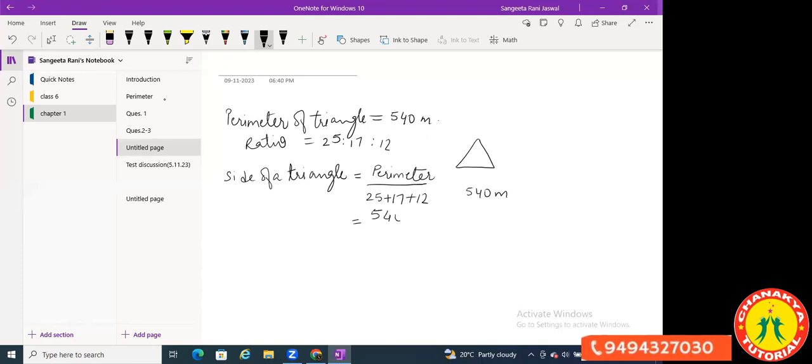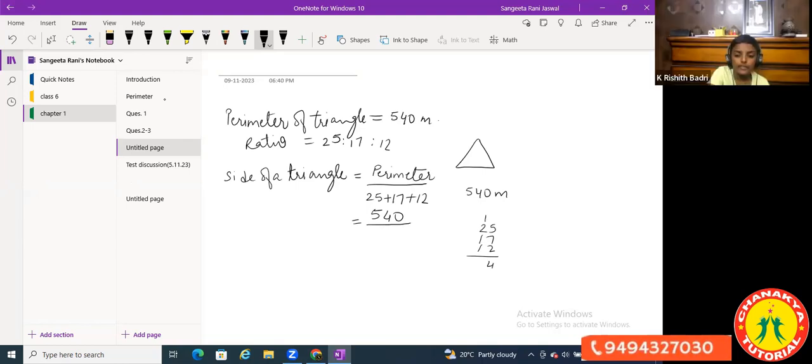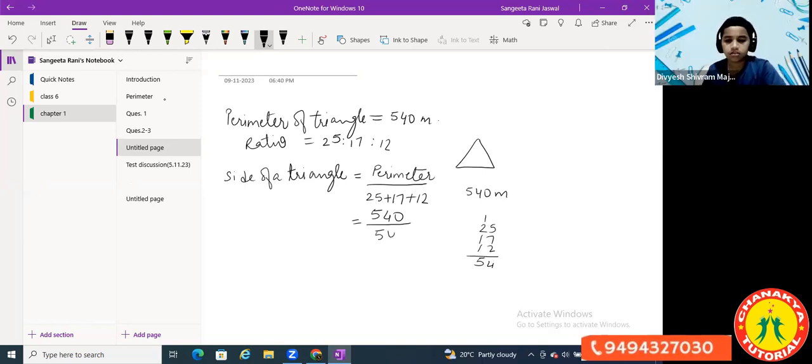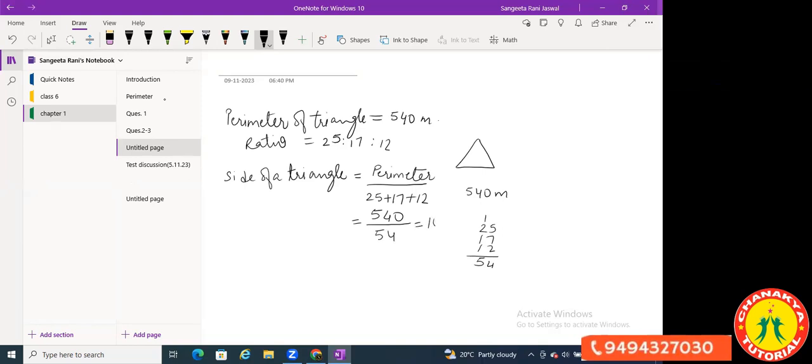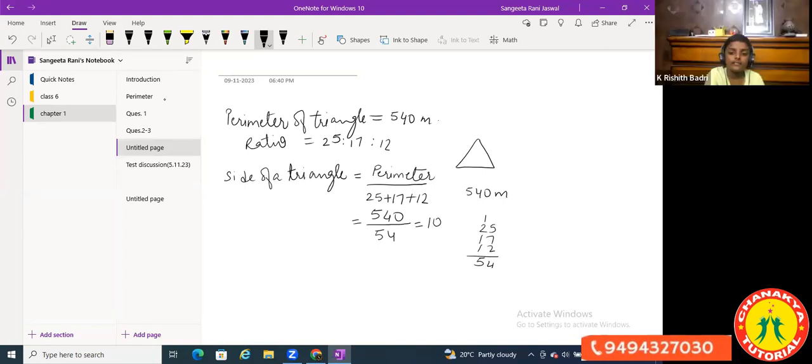Yes, ma'am. I have taken this perimeter here. Now I'll add up all these ratios. 25 plus 17 plus 12 is what? 7 plus 5 is 12, carry 1, 13, 14. Yes, 54. So what you get as one side is 10.